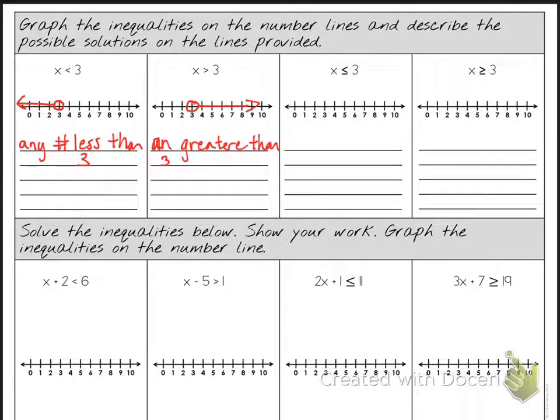If it's closed, like x is less than or equal to 3, then our dot is closed in like that. So it's the same thing, just the dot is closed in. And this is any number less than or including 3.